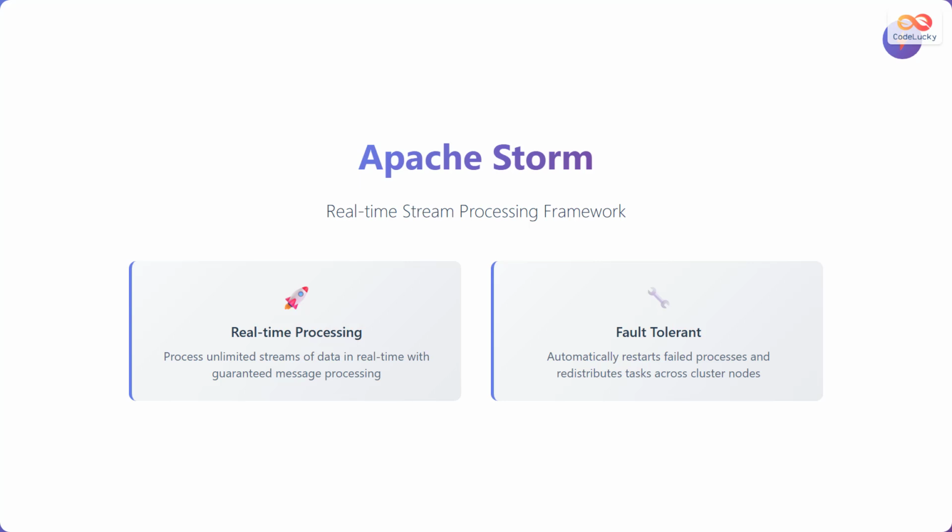Let's explore the key features of Storm. It offers real-time processing, which enables it to process unlimited streams of data in real time with guaranteed message processing. Storm is also fault-tolerant, automatically restarting failed processes and redistributing tasks across cluster nodes. This ensures your data processing continues uninterrupted.